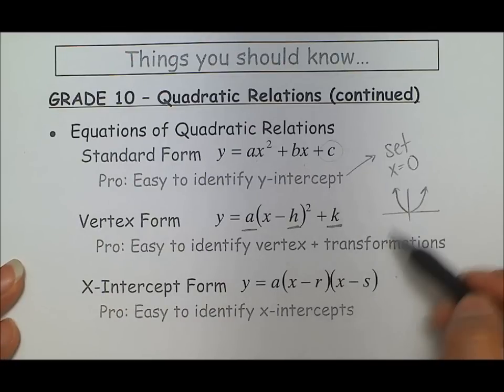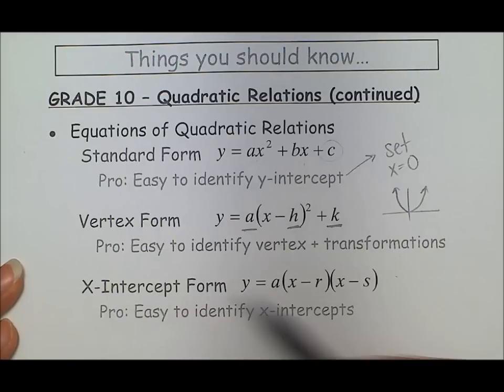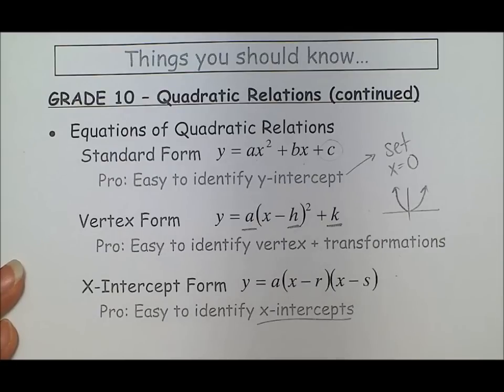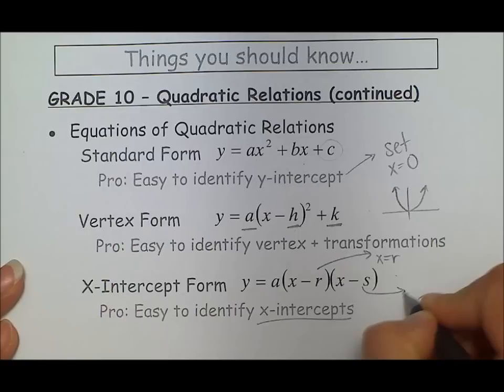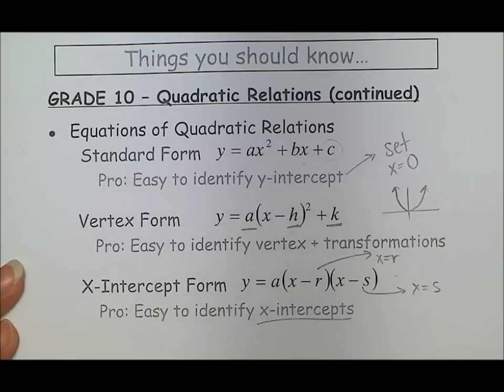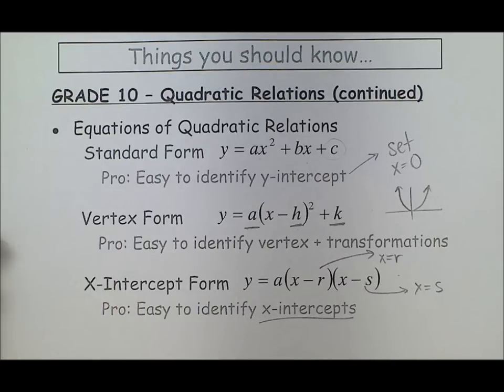Okay. X-intercept form, what was the benefit of knowing the quadratic relation in x-intercept form? It was easy to figure out what the x-intercepts were. Okay, so in this case, our two x-intercepts would be x equals r and x equals s. So those were some of the benefits of the different forms of the quadratic relations.